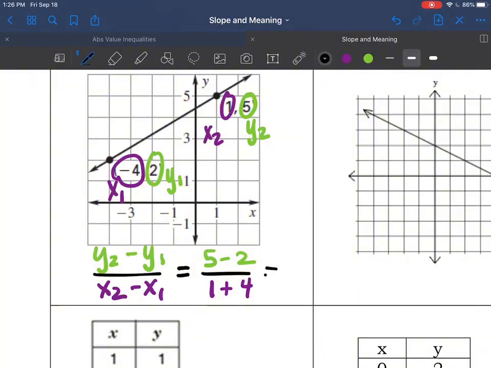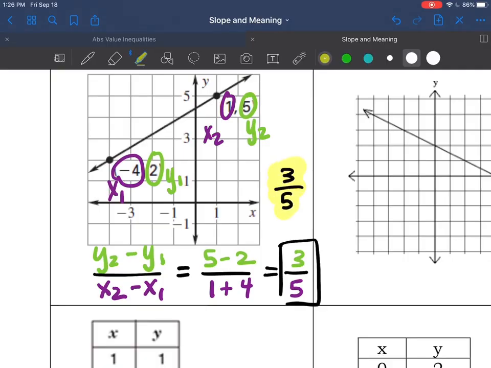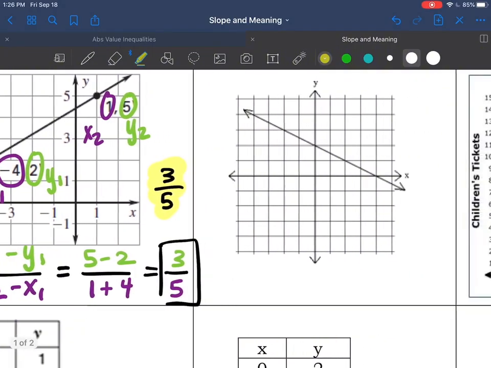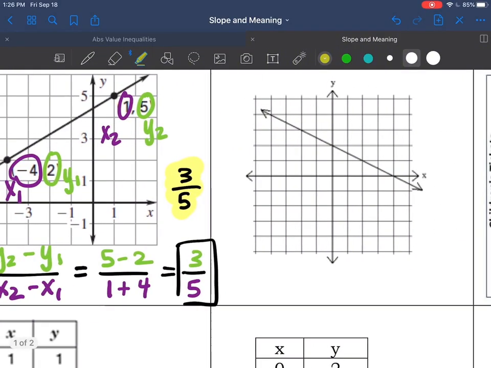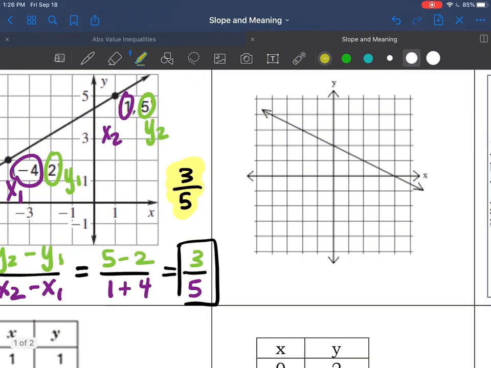Okay, and so then the top becomes positive 3. 5 minus 2 is 3. The bottom is a 5. And so our final answer, this is as simple as it gets, is 3 over 5 for our slope. Okay, the most common mistake is messing up negatives. Just like when we were solving equations, a lot of people just mess up negatives, which changes everything.